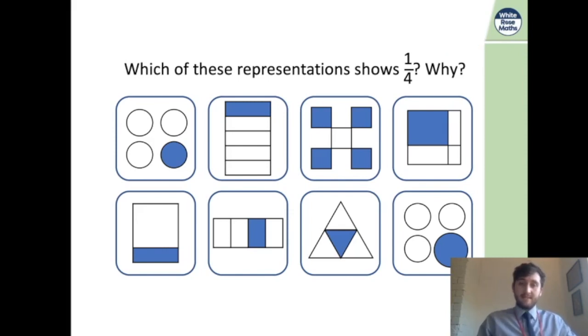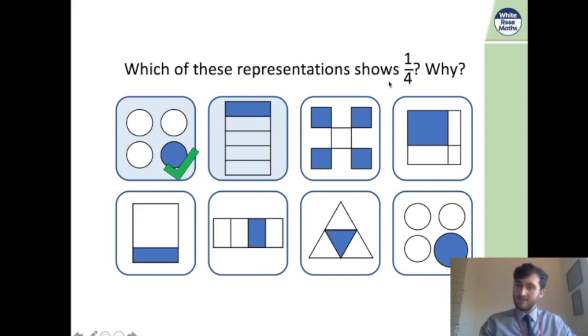Okay, then let's see. So which of these representations shows a quarter? And then it says why. Well, let's see. On my first one, I've got 1 shaded in, and then altogether I've got 4. So I represent that as 1 over 4, or as a quarter. So that is correct. My next one, well, I've got 1 shaded in, so that would be my numerator. But then I've got 1, 2, 3, 4, 5. So that would be 1 over 5, or 1/5.